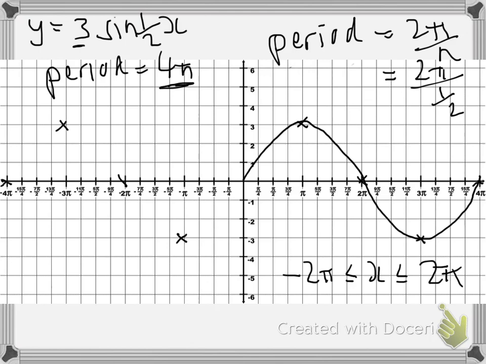So the graph comes down through the origin, turning through, and turning. And that's our graph of y equals 3 sine 1/2 x.